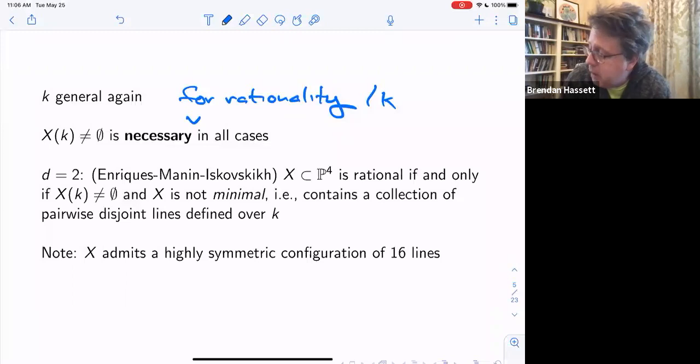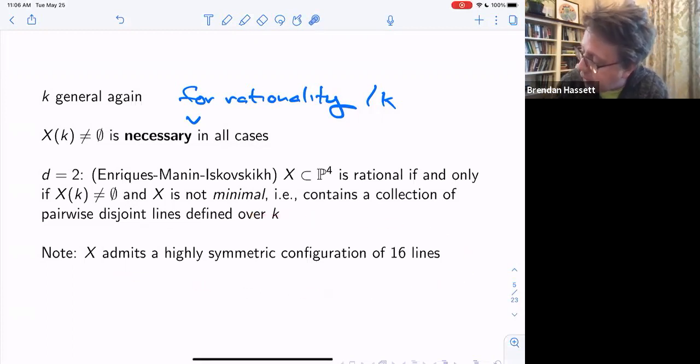For surfaces, the work of Enriques and Manin and Iskovskikh and probably many other people too give a pretty comprehensive characterization for rationality in terms of essentially the minimal model program for surfaces. So you need to have a point, but you also need to have that the surface is not minimal in order for it to be rational. So you need to have a collection of disjoint lines defined over the ground field in order to obtain rationality. And the geometry of the lines, the structure of these lines is quite important.